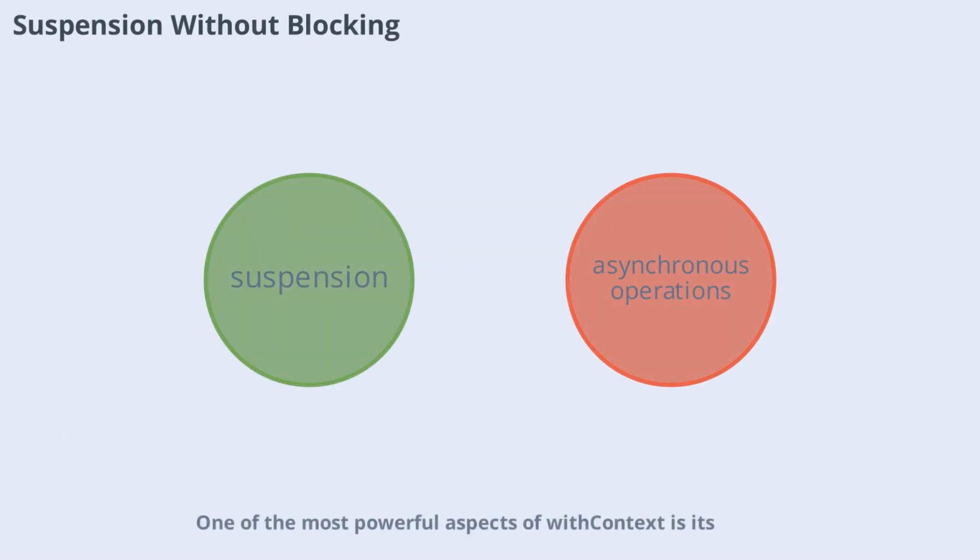One of the most powerful aspects of withContext is its ability to suspend the current coroutine without blocking the thread. When you call withContext, the coroutine pauses execution, switches to the specified context, and resumes once the block completes. This suspension is lightweight and doesn't tie up system resources, making it perfect for asynchronous operations like network requests or database queries. The coroutine resumes in the original context, ensuring seamless workflow.